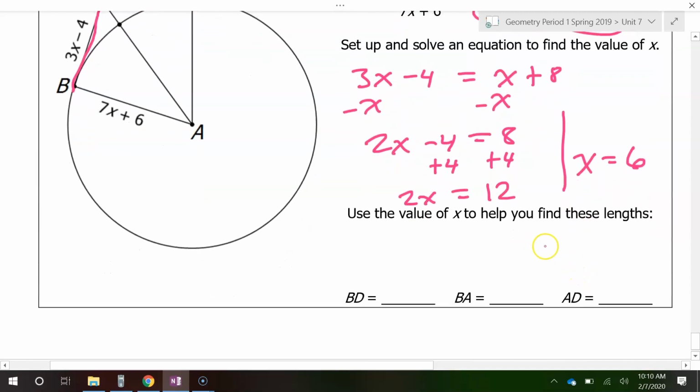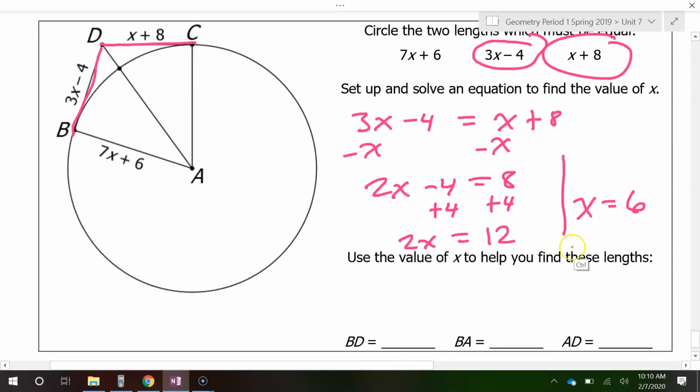Okay. So now that we have x equals 6, now we can substitute that into different things to find whatever they're asking us for. So BD, we have this expression 3x minus 4. All right, this is for BD. So if x is 6, then that makes it 3 times 6 minus 4. So that's 18 minus 4. So that's 14. So we have 14 for BD.